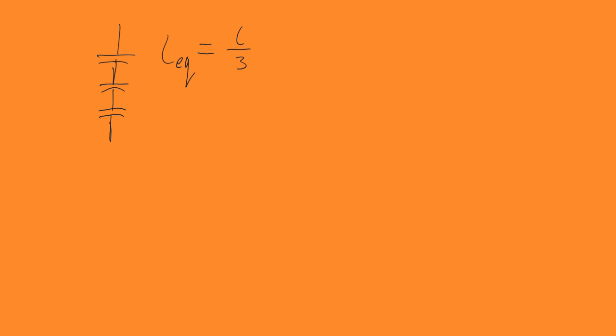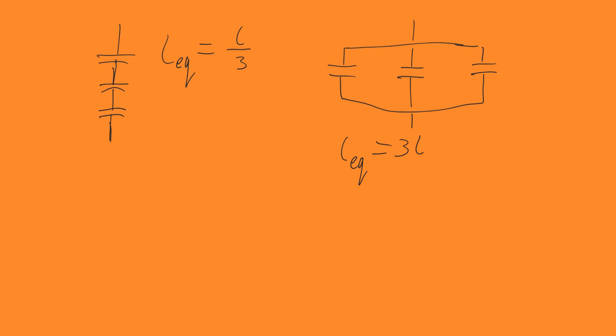What about 3 in parallel? 3 capacitors in parallel, all with capacitance C. Well, again, we're just adding it all up together. So the equivalent capacitance is going to be 3C. All right, so we should be getting the gist between parallel and in series. Now, what if we start mixing them up a little bit?